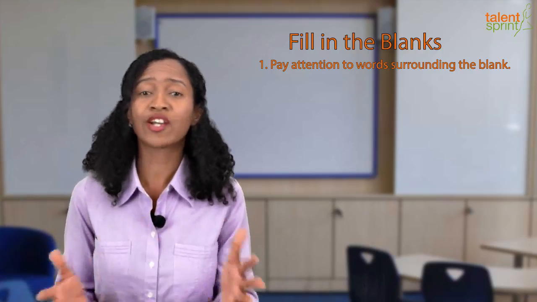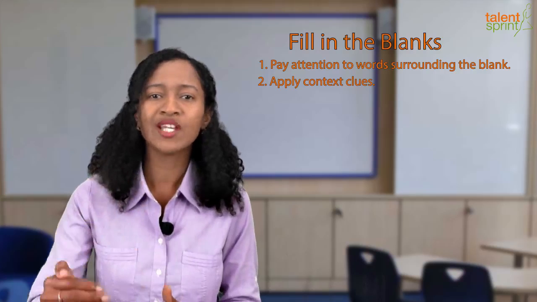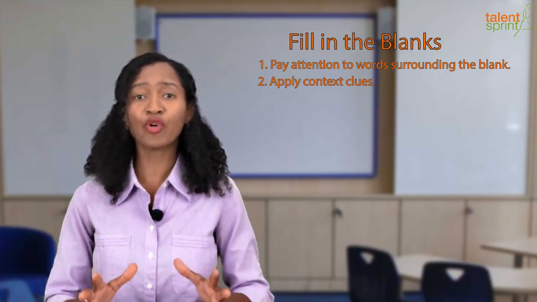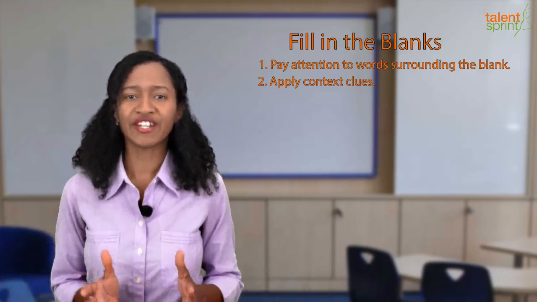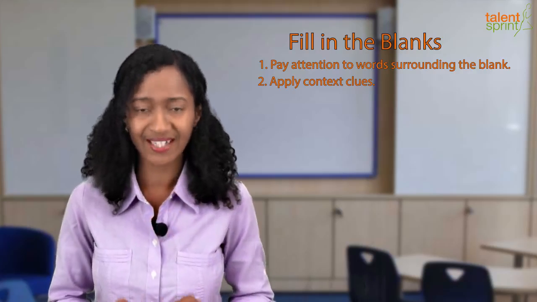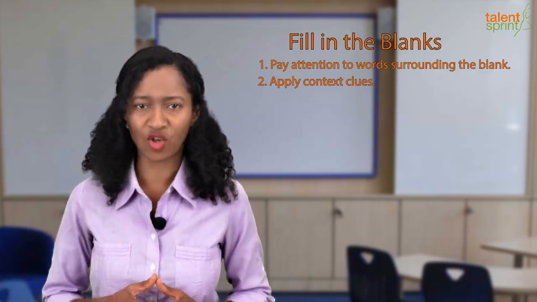Strategy number 2, apply context clues. Same. There will always be clues in the context, right? And we already saw in jumbled sentence how we figure out or identify keywords or clue words by asking questions. So do that, right? That will also help you quickly choose the right answer option.